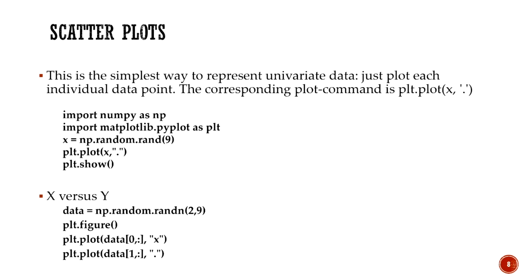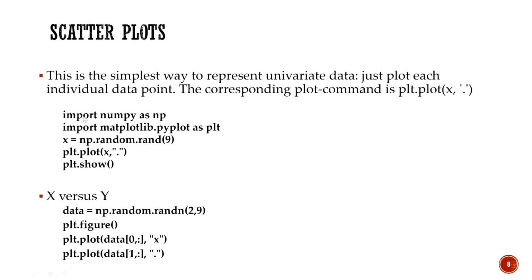Now, a scatter plot's one of the simplest ways to represent univariate data. It means that we just plot each individual data point. X-axis would be the number of data points, Y would be their value. And the plot command in this example is plt.plot. So we pass X value, and the second argument is simply just dot.